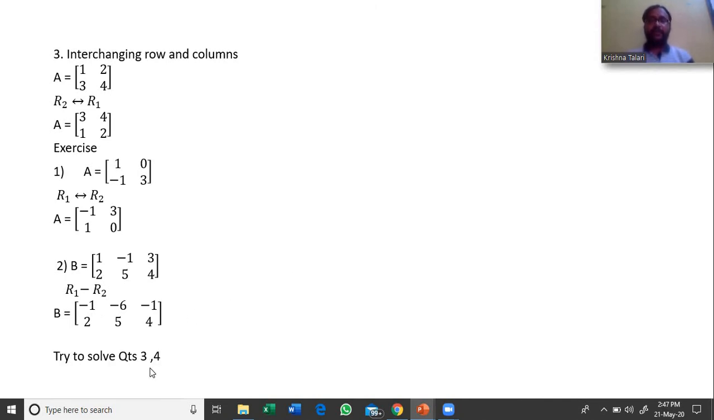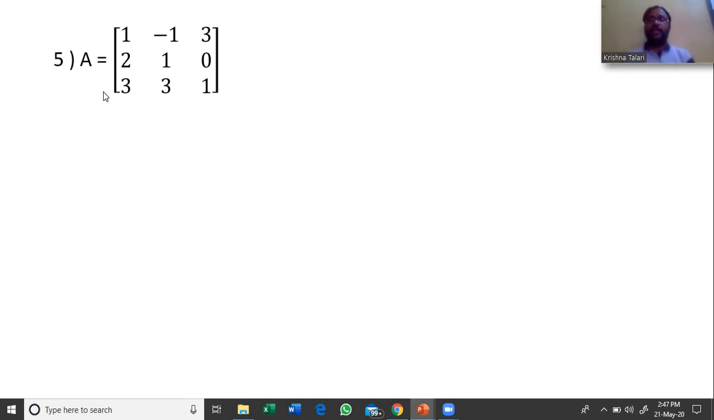Then in the same manner we can try to solve questions number 3 and 4. Then in your fifth question you are given a 3 by 3 matrix.